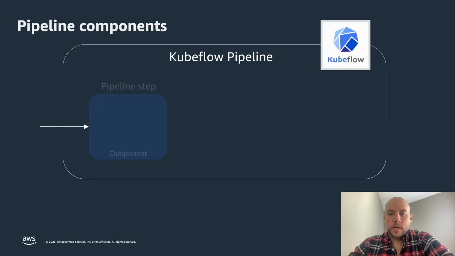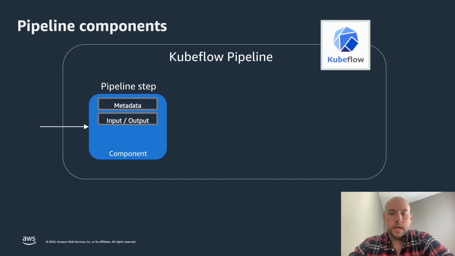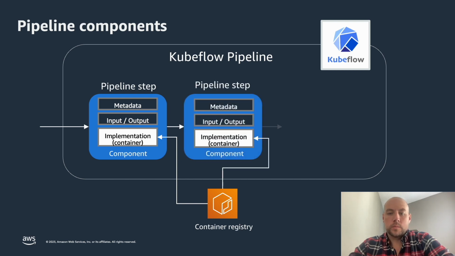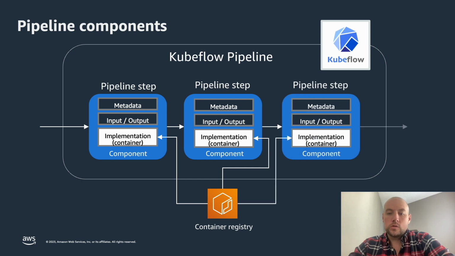Kubeflow pipelines are made up of various components that represent the different steps in your workflow. Each component includes its own metadata, its own inputs and outputs, and a container implementation that pulls either a base image or your containerized code from a container registry. And then the code for that component is executed at runtime inside that container. And then the outputs from a previous step can become the inputs for the next step, and so on and so forth, until you chain the necessary components together to get the desired ML workflow.